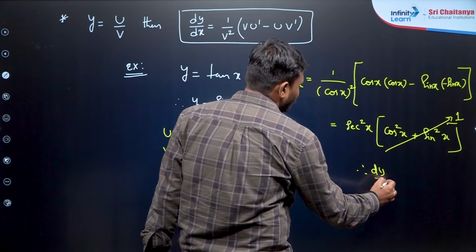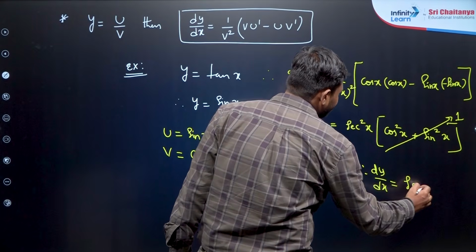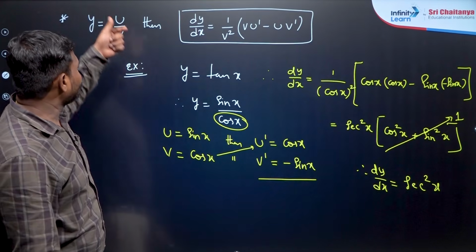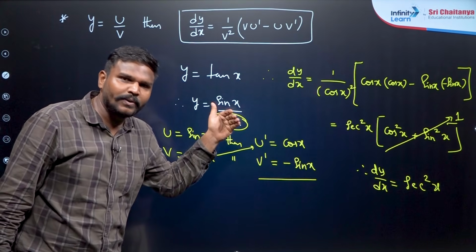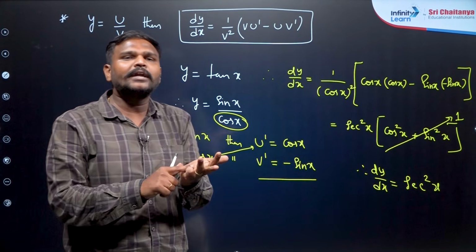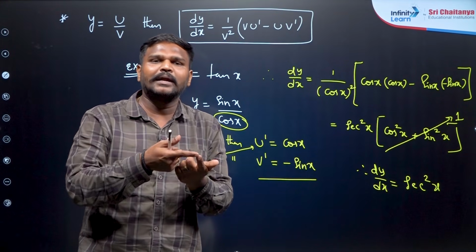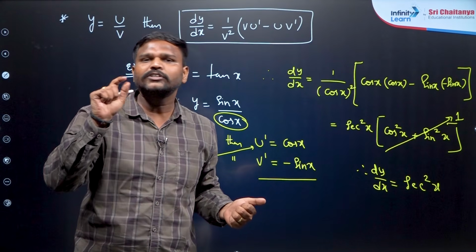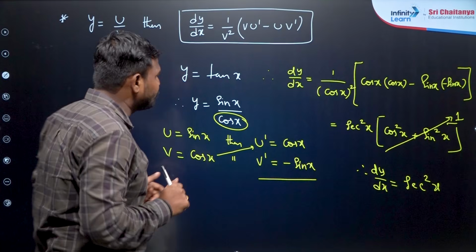So the derivative of this function, dy by dx, is secant square x. If your question is in the form of u by v, then the derivative is 1 by square of denominator into denominator multiplied by derivative of numerator minus numerator multiplied by derivative of denominator. 1 by v square into v u dash minus u v dash. I hope it is clear. We'll change to the next slide.